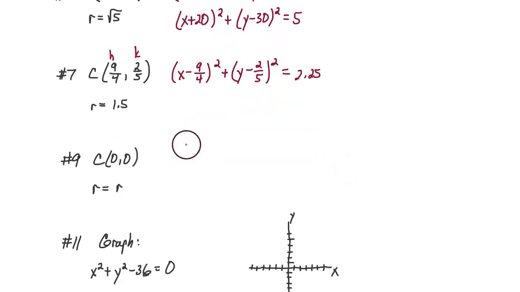Number 9, same idea. The center is h and k, and for the letter r, we're told to use the letter r. So we have x minus 0 squared plus y minus 0 squared equals r squared. You could leave it like this, or better, simplify it.